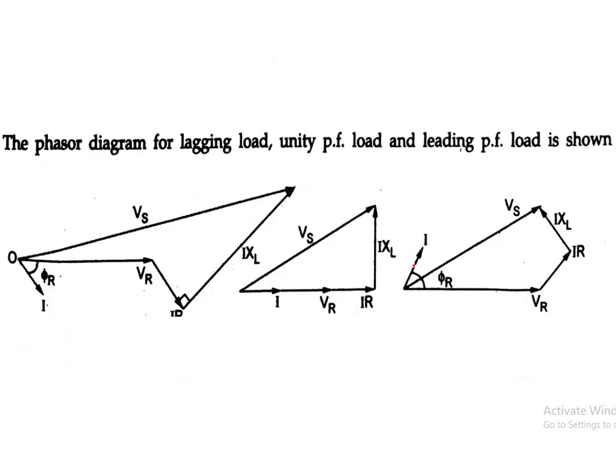So three different phasor diagrams for three different loads. The first diagram is for lagging load, where the current lags VR, and the next is for unity, where the current is in phase with VR. This is for leading, where the current leads VR by an angle of phi r.